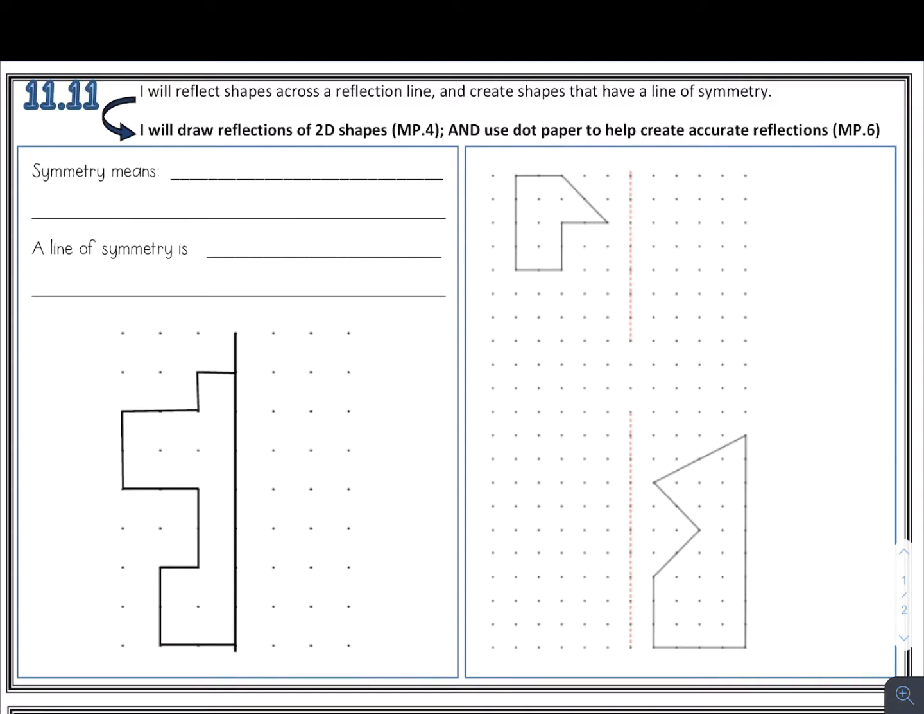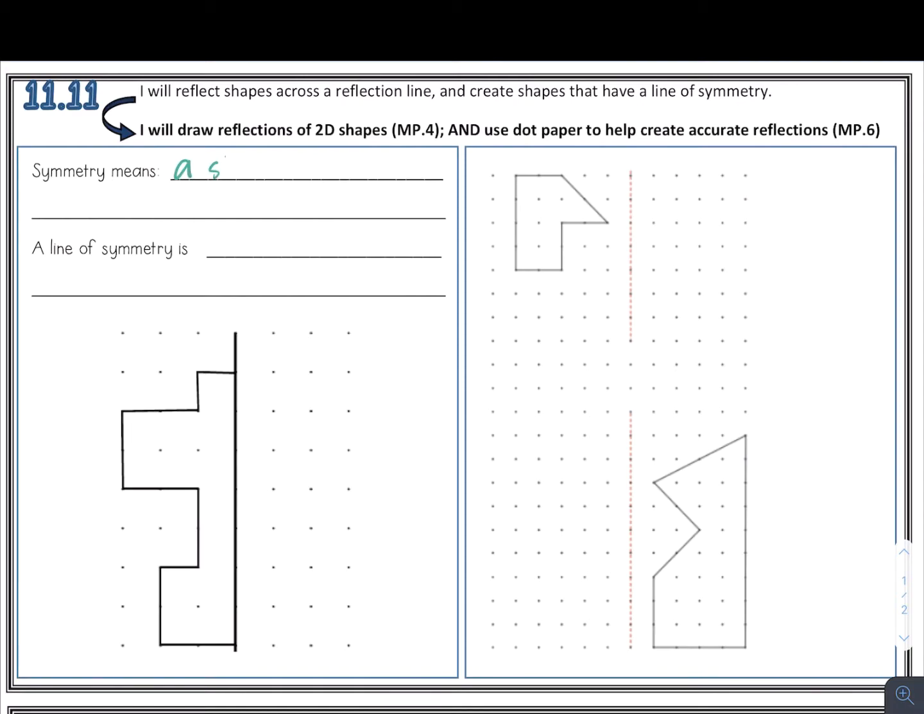Hi, fourth graders. We are back for lesson 11.11 today, where we will reflect shapes across a reflection line and create shapes that have a line of symmetry. So let's take a look at some definitions first. And we are talking about two-dimensional shapes, so flat shapes today.